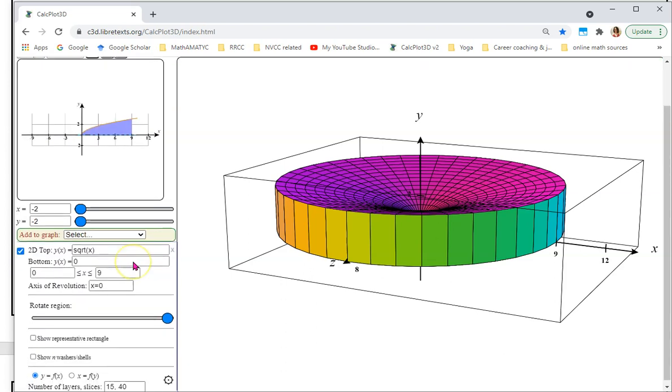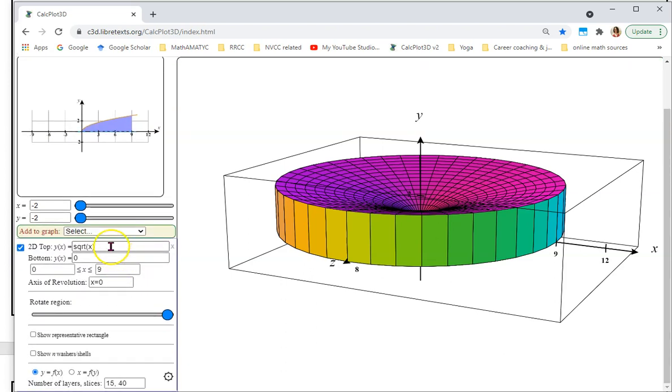When we look at our equation down here, how do we know that's what's happening? We have the equation square root of x, and the bottom of it is given by the x-axis, y of x equal to 0. Our interval here goes from x equals 0 to x equals 9, but our axis of revolution is x equals 0, which is the y-axis.